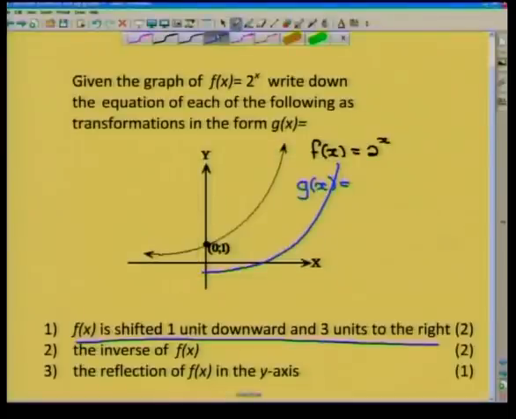So when I go to find my g of x, I know that this is going to be 2 to the x. That's still going to have things happen. We'll put them in a moment. But I know I must make this minus 1 to get 1 unit downwards.